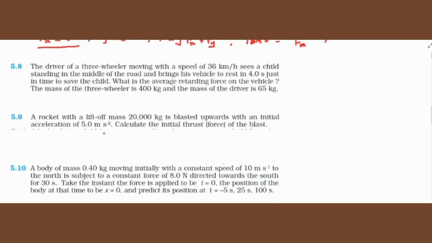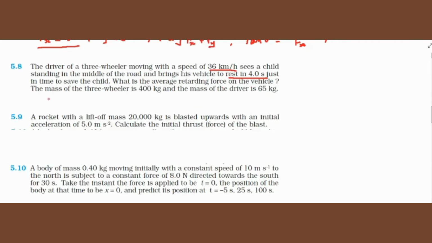Now, question 8. A driver of a three-wheeler is moving at 36 km per hour. You have to convert it to meter per second. Then a child is standing in the middle of the road and the vehicle has to be stopped in 4 seconds. What is the average retarding force?